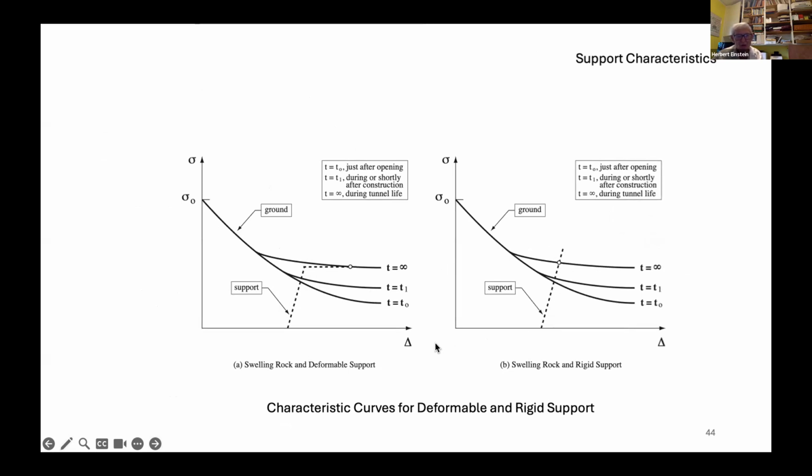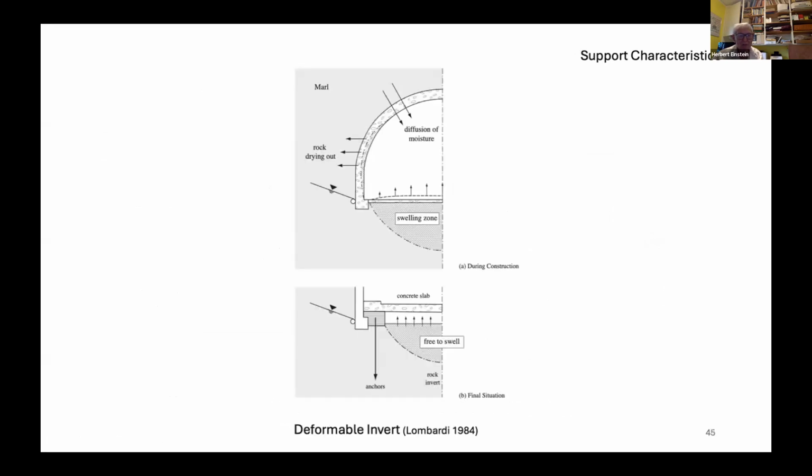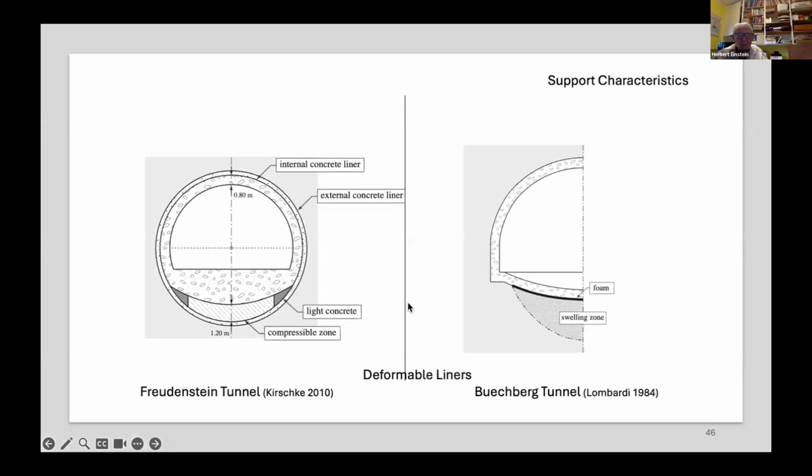So let me now, to finalize all of this, give you a couple of examples. This is actually what Lombardi, a very famous civil engineer in the Italian part of Switzerland, designed. He designed this tunnel, flat invert, and quite clearly, as I explained before, a problem with major swelling. And so he took care of this by having a deformable part here and a completely open section here. So this can swell without destroying the invert.